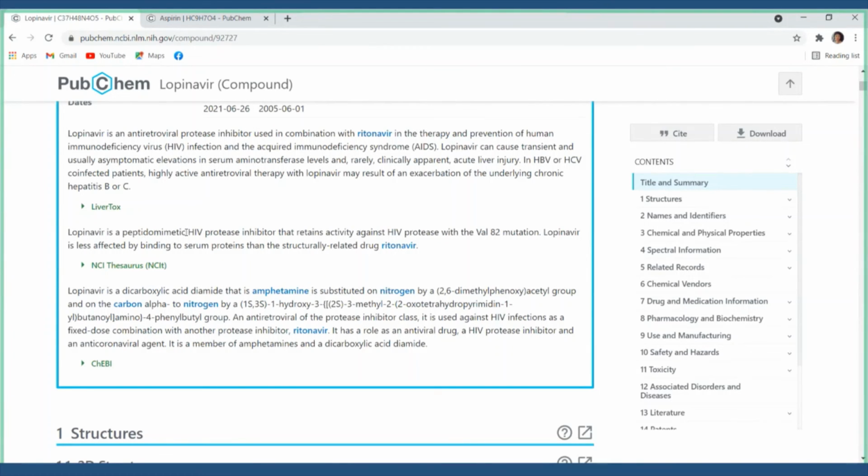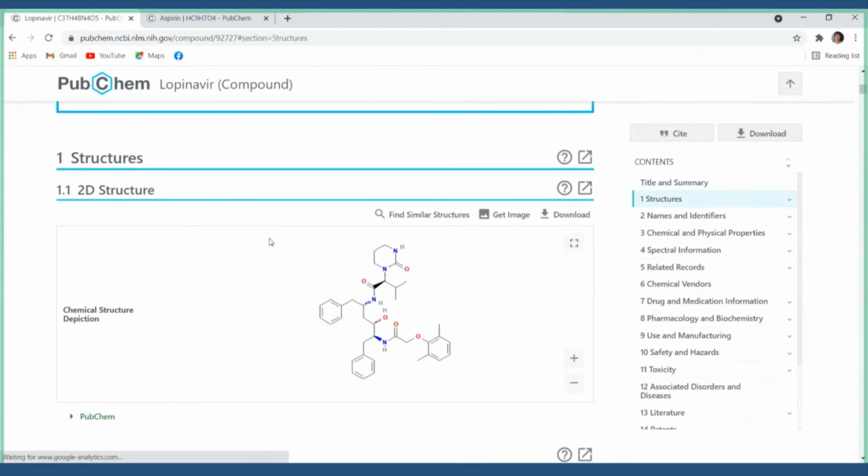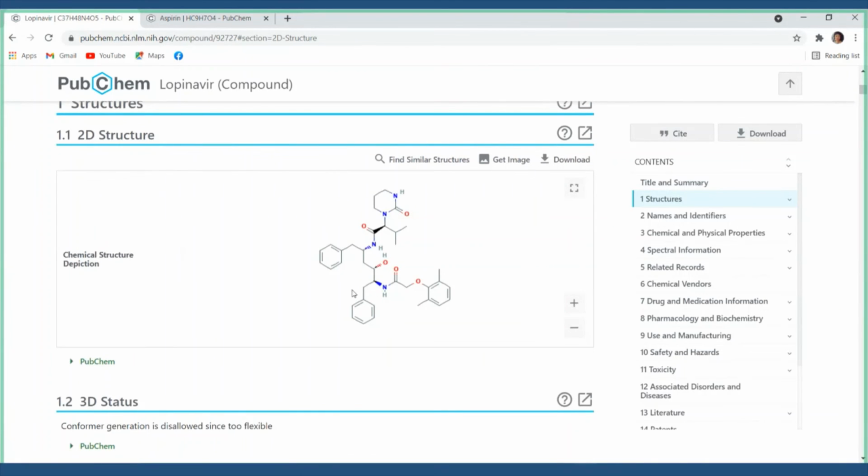Lopinavir is a peptidomimetic HIV protease inhibitor that retains activity against HIV protease with the valine 82 mutation. Lopinavir is less affected by binding of serum protein. So all this information you can get, and this is the structure of Lopinavir. Can you see this is a more complex structure than the first aspirin that we looked at? You can see the benzene ring. You can see the different functional groups on the molecule. These are the functional groups that will interact with the biological target to exert its antiviral activities.